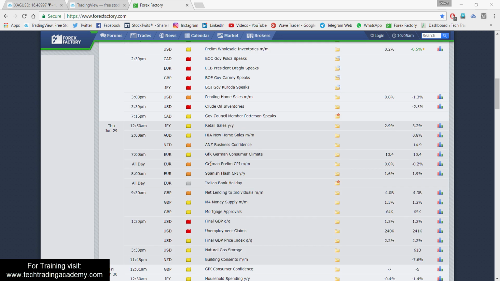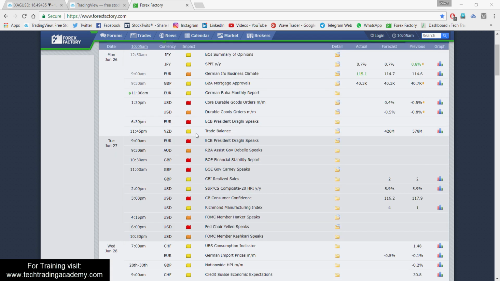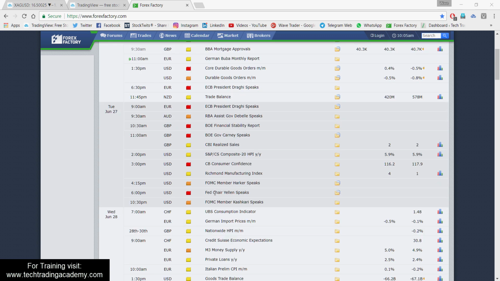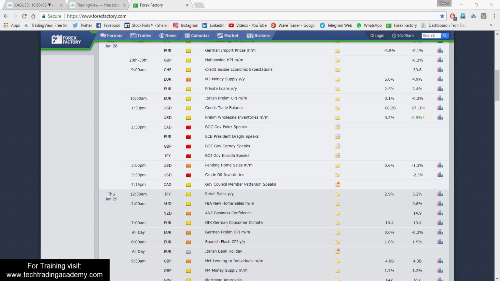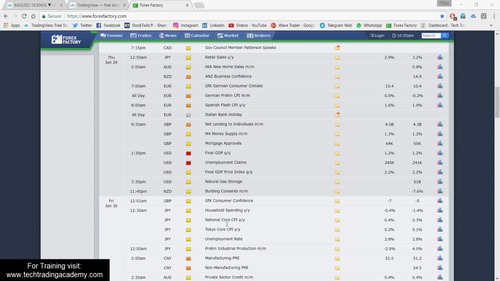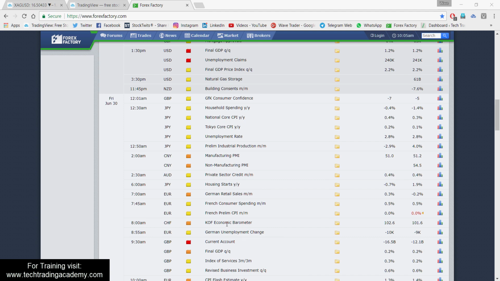Some speeches are there: Draghi is going to speak today, and tomorrow I think Yellen is going to speak. On Wednesday Kuroda is going to speak, and the Bank of Canada governor is going to speak on Wednesday. These are the events we're going to pay attention to, and they can cause volatility throughout the week.